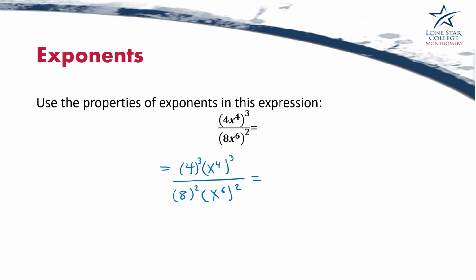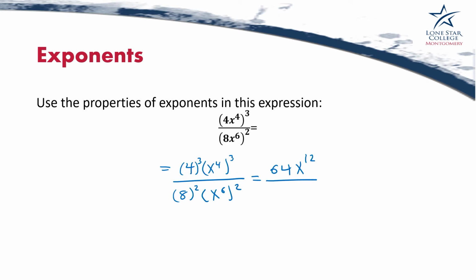So 4 raised to the third is the same thing as saying 4 times 4 times 4, which gives you 64. And then x to the fourth raised to the third is just like the property I mentioned earlier. When you're raising a power to a power, all you're doing is multiplying them. So 4 times 3 is 12.